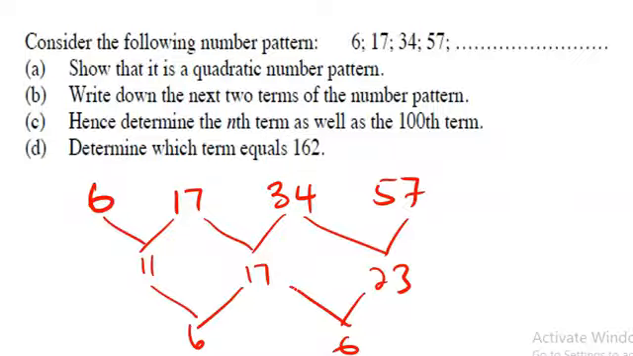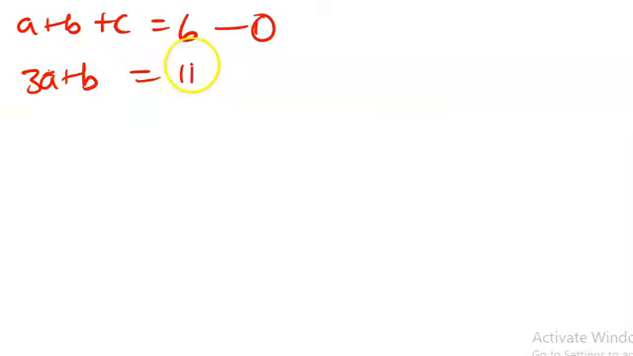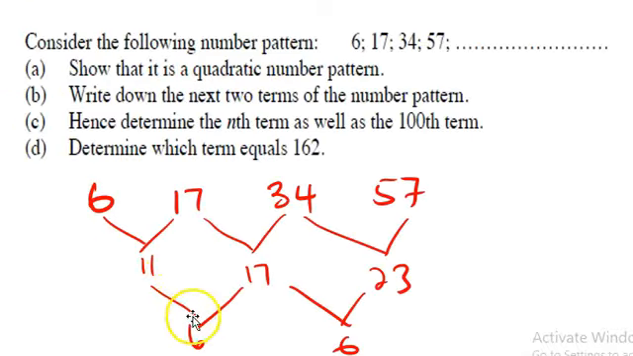Now looking at the number pattern that I gave to you, you can see that a plus b plus c, which is the first term, is equal to 6. This is equation 1. And then the first difference, 3a plus b, will equal 11. That is equation 2. And then the last one, which is the second difference.